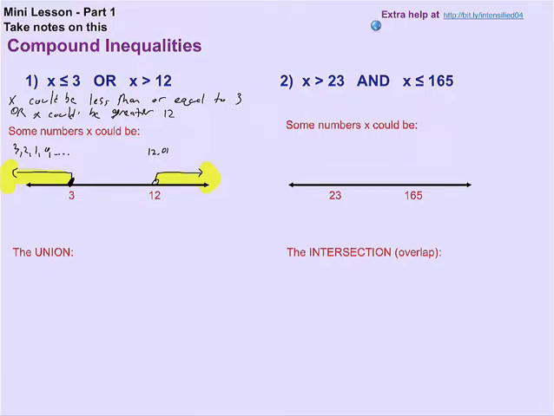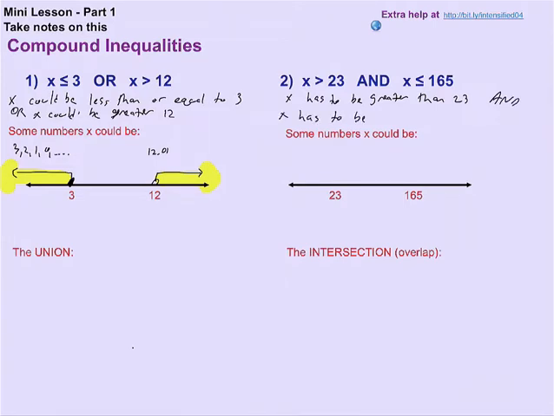Similarly, we're missing a couple of words from an "and" inequality. What we really want to say here when we read x is greater than 23 and x is less than or equal to 165, is x has to be greater than 23 and x has to also be less than 165. The difference between "could be" and "has to be" is very important.